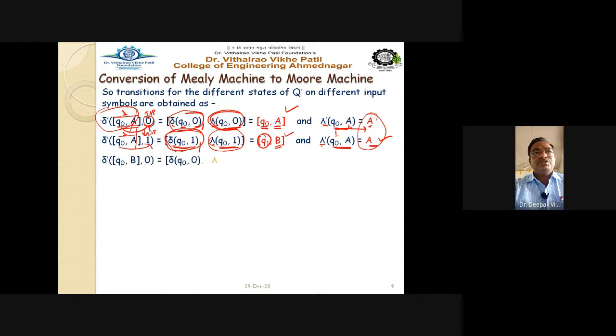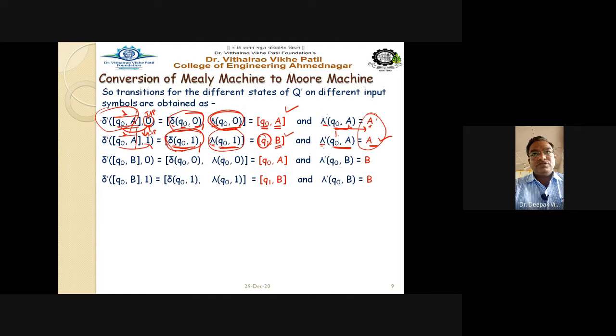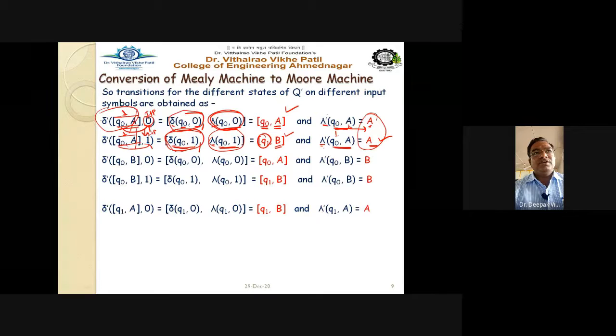Now take δ'([Q0, B]), the state number 2, on input 0 and on input 1. So the values are found out here, [Q0, A] and [Q1, B], and accordingly their output values are also found out here. This is state 1 and this is state number 2. [Q0, B] is state number 2, with input 0 and input 1. So these are the 2 values we got here, and the same way we have got the output for the state [Q0, B], that is nothing but B.